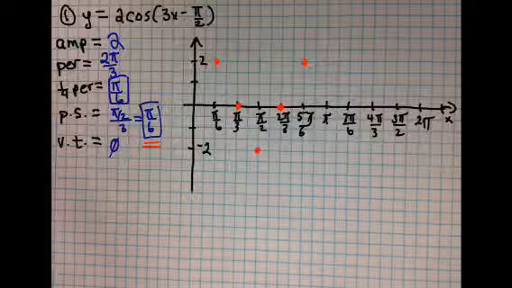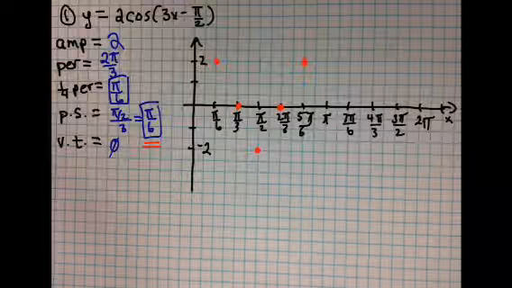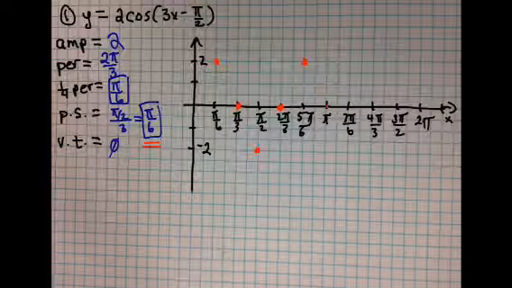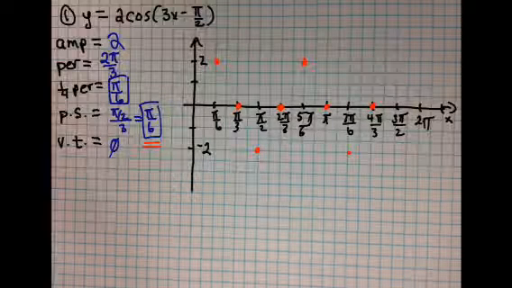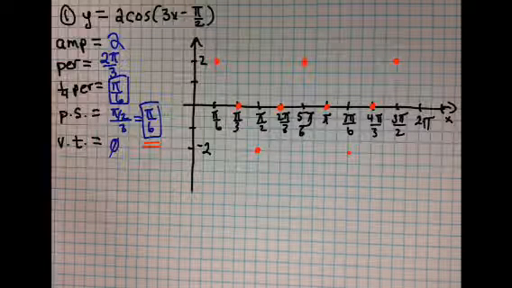Okay, and we need 2 periods, right? So we're going to keep going. So pi is the next 0. The 7 pi over 6 is a minimum. The 4 pi over 3 is another 0. The 3 pi over 2 is a maximum, and that would constitute 2 periods.